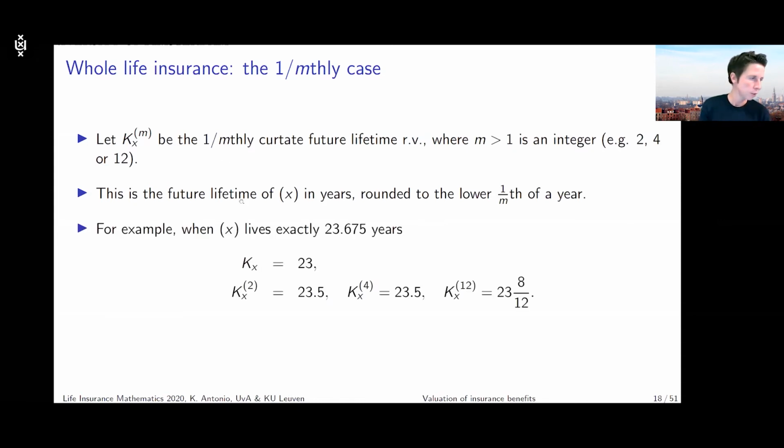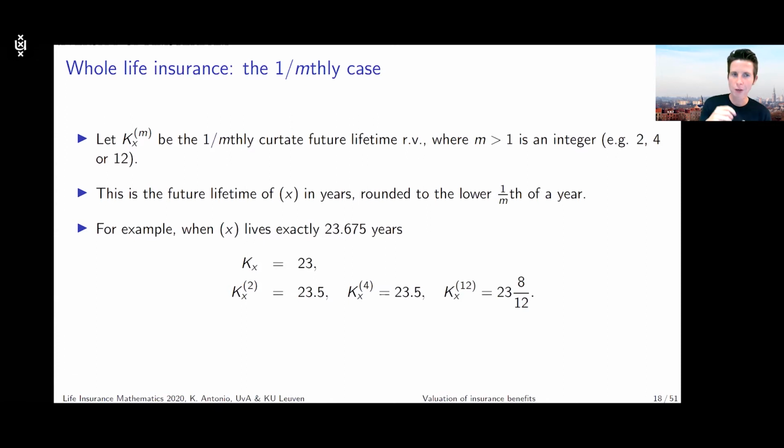Let's say we've got an individual. He or she lives 23.675 years. Then K_x would be 23. That's measured in whole years. That's the floor function applied to 23.675. If I look at K_x with a superscript 2, that's 23.5. If I look at K_x with a superscript 4, that's 23.5 as well. And if I look at the months, then I'll get 8 months survived within this year, right? So that's what we're going to do.